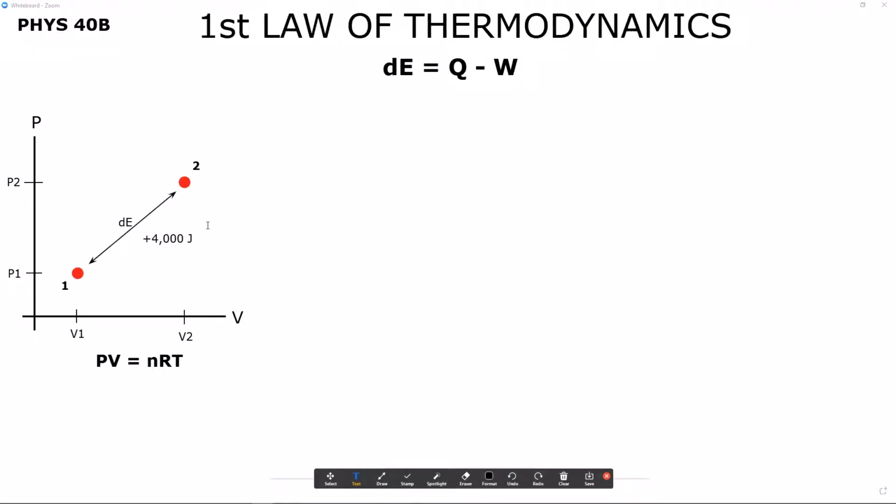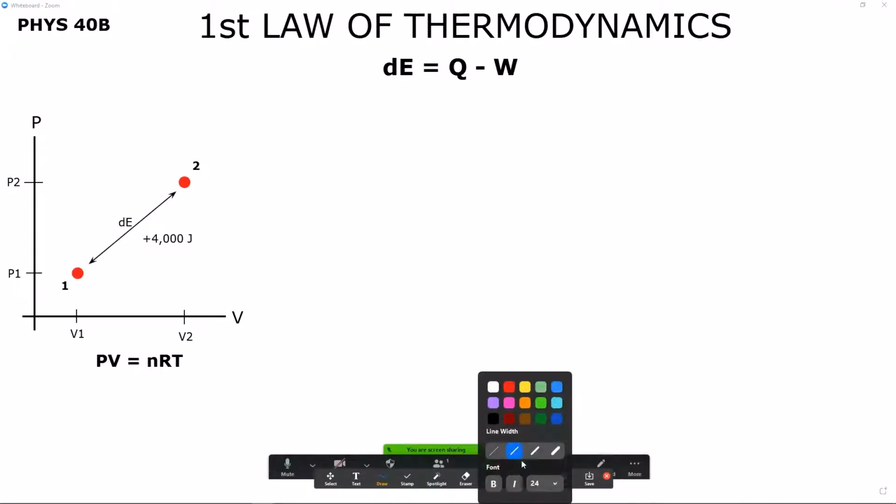Let's just say that's how it is. Whatever Q and W are, they have to add together to be positive 4,000. Just because we know that dE in this case is 4,000 doesn't really tell us anything about what Q and W are. They could be anything. Q could be 8,000 and W negative 4,000, or Q could be negative 10,000 and W positive or negative 14,000. It could be anything.